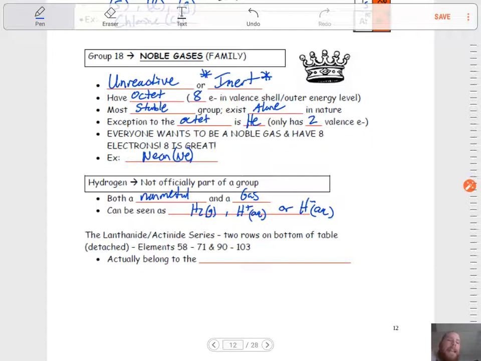And then there's the lanthanides and the actinides at the bottom. They do belong to the transition metals, but we won't really talk too much about them or use them in this class. I know this was a little bit longer. Make sure you know the properties, know where these groups and families are, and then we will continue with that in the next video.